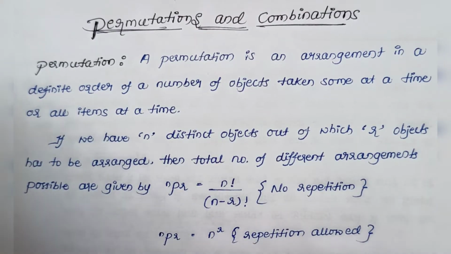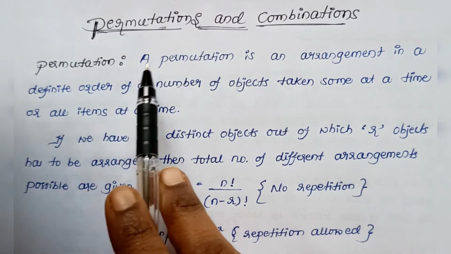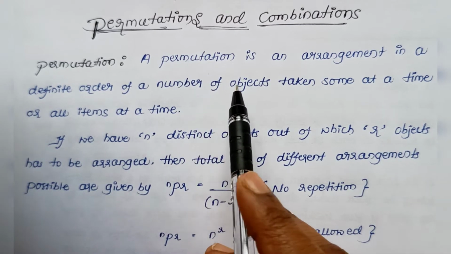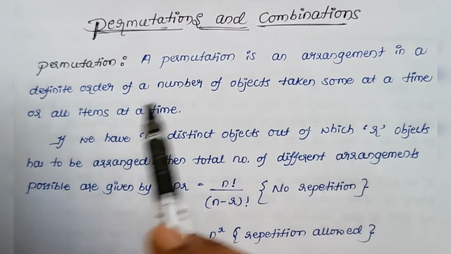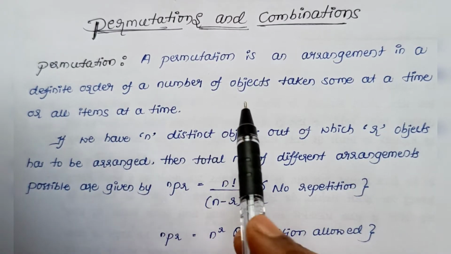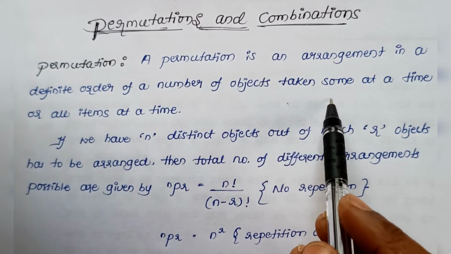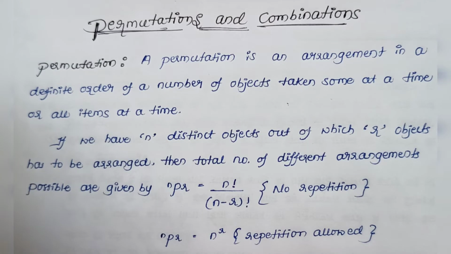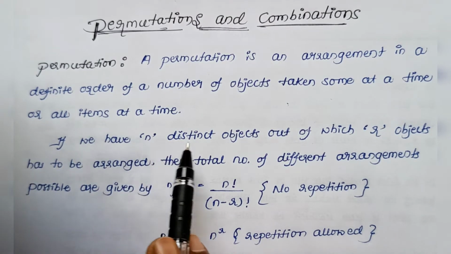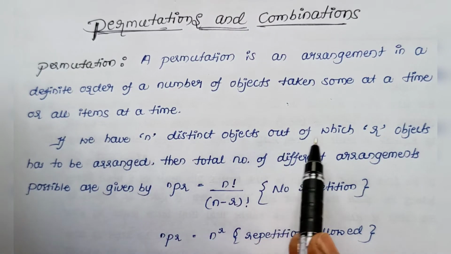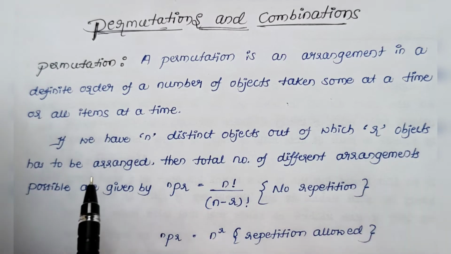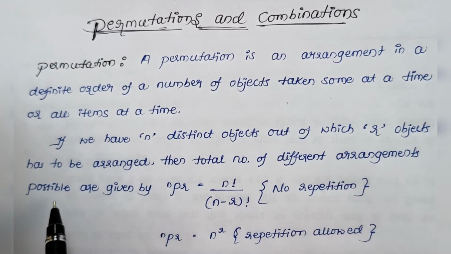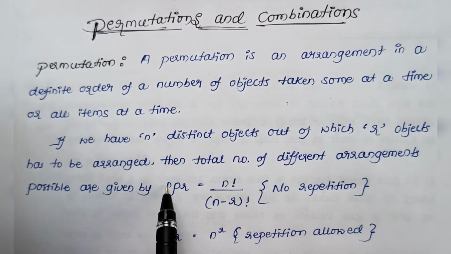Everyone, today we will see about permutations and combinations. A permutation means an arrangement in a definite order of a number of objects taken some at a time or all the items at a time. For example, if we have n distinct objects out of which r objects have to be arranged, then the total number of different arrangements possible is given by nPr.